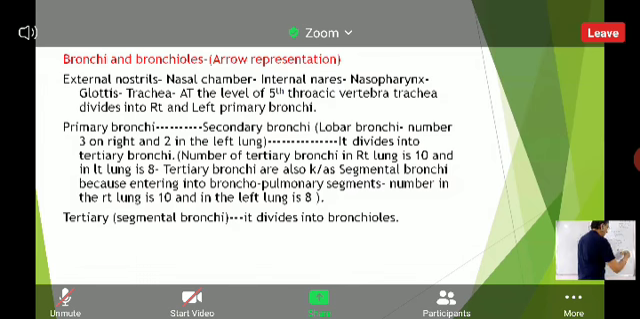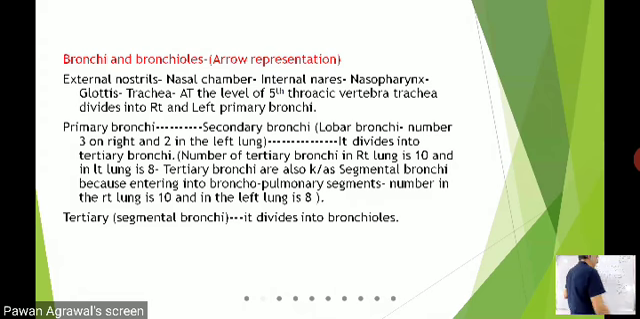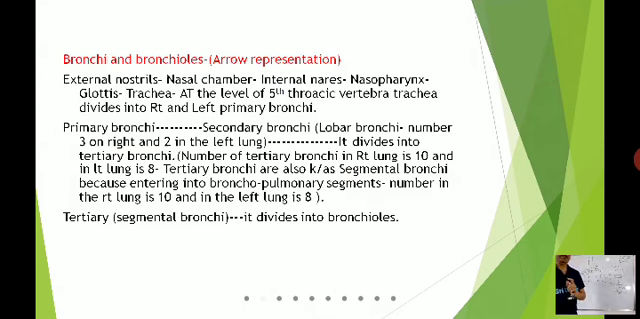The secondary bronchi enter into the lung lobes, so they are also known as the lobar bronchi. The number is 3 on the right side and 2 on the left side. It is clear, because there are 3 lobes on the right side and 2 lobes on the left side.